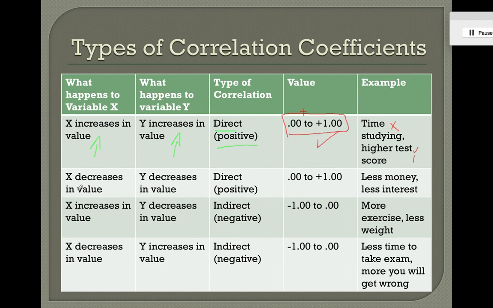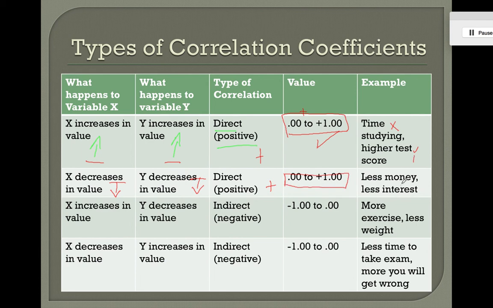Now, what happens in the case where my x decreases and my y also decreases? In both situations here, remember, we have equal movement. We're still going to have a positive correlation as we did in our previous example. So our values are still going to range anywhere between 0 and a positive 1.